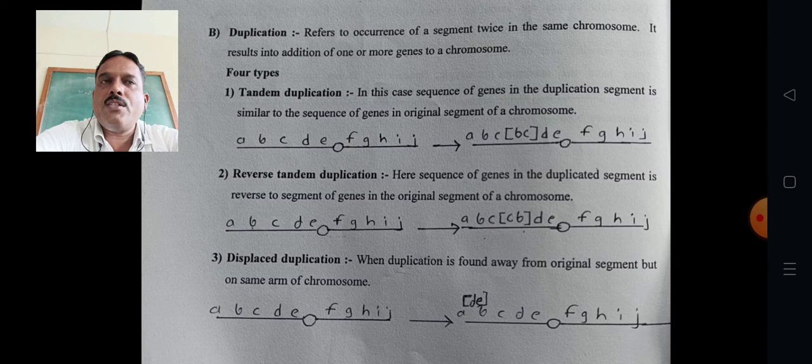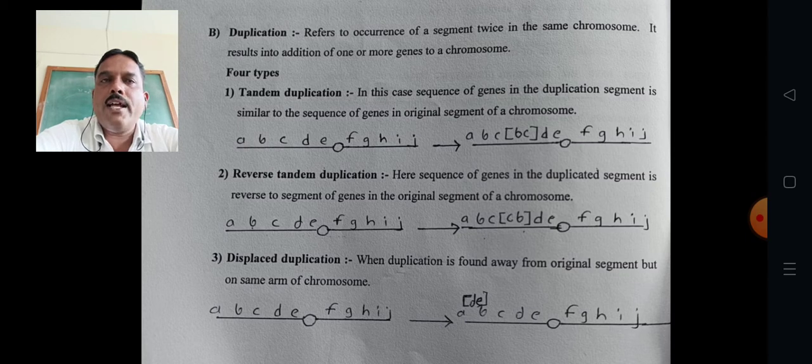Duplication means a segment occurs twice in the same chromosome. That is, an addition to the chromosome may occur. On the basis of that addition or duplication, there are four types. First one, tandem duplication. Tandem duplication means the sequence of the genes in the duplicated segment is similar to the sequence of the original segment of the chromosome.